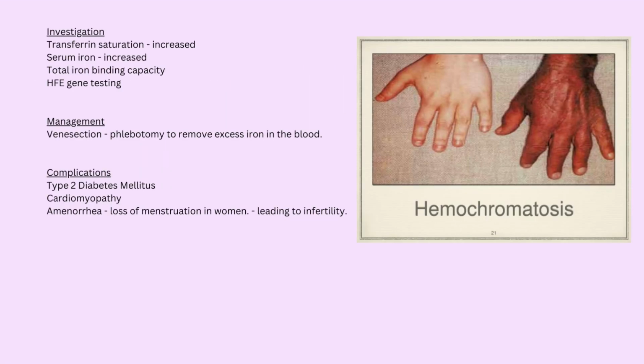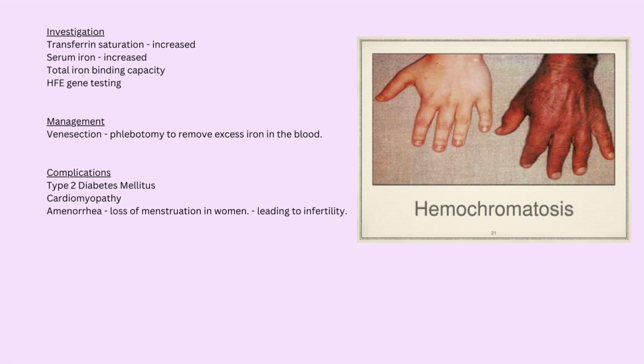We would investigate hemochromatosis by checking for serum iron levels in the blood, which would be raised, by checking for serum transferrin saturation, which would also be raised, and a reduced total iron binding capacity. We can also test it genetically with HFE gene testing. To manage hemochromatosis, we need to get rid of the blood to get rid of the excess iron, so we would do this via venesection, a phlebotomy method to remove excess iron in the blood.